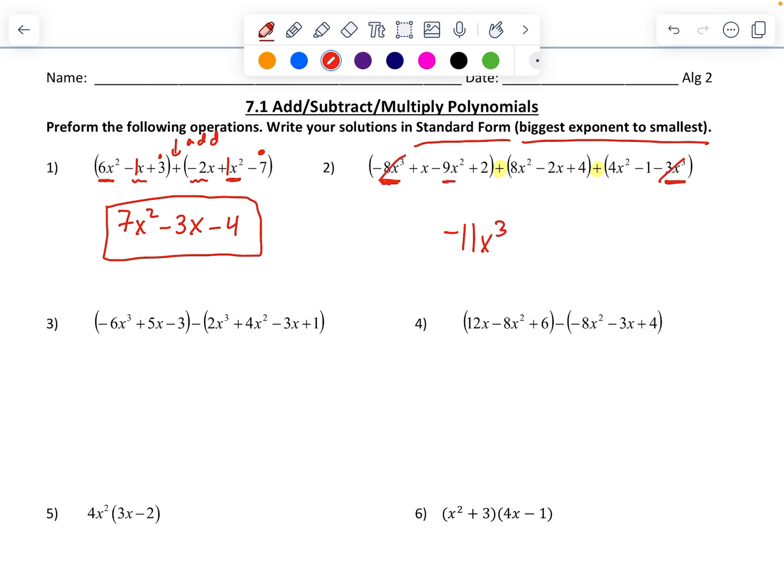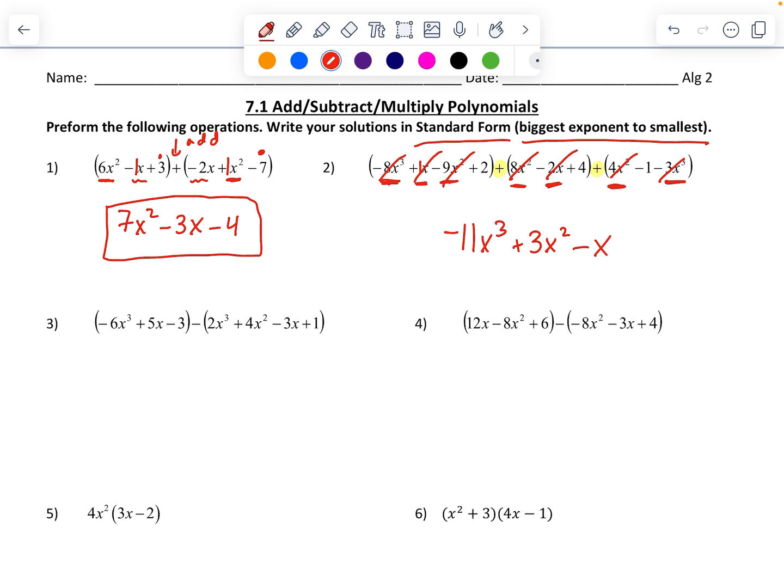Then we've got a negative 9x squared, an 8x squared, and a 4x squared. Notice I found the next biggest exponent. So negative 9 plus 8 plus 4 is going to give me a positive 3x squared. If it helps you to cross them off, you can do that. The next biggest would be an x. There's a 1x and a negative 2x. When we add those, we get negative 1x, or just negative x.